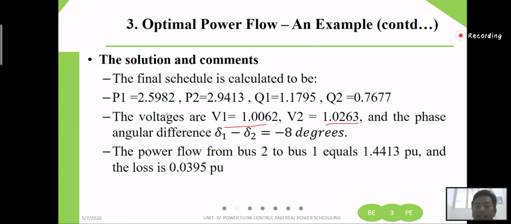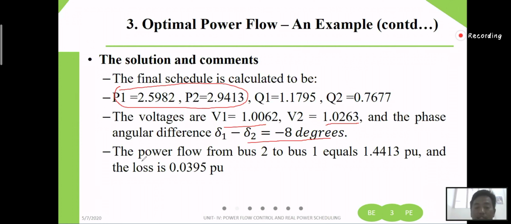The phase angle difference is minus 8 degrees. Fine, nothing is mentioned about the phase angle. But the very important thing in our case is that the power constraint is not violated when you minimize. V1 and V2 are also in the acceptable range, but V2 has a slight change.